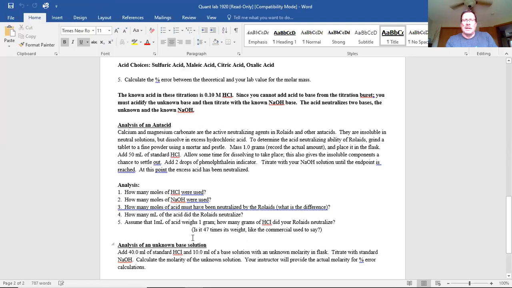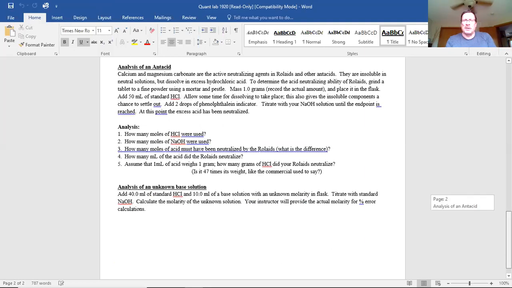And how many milliliters of the acid did the rolanes neutralize? Once you know the moles that it neutralized, again in a 1-to-1 ratio, now that you know the moles and you know the volume of the acid you used, you can figure out how many milliliters of the acid was actually used for the rolanes. And then there's another question there.